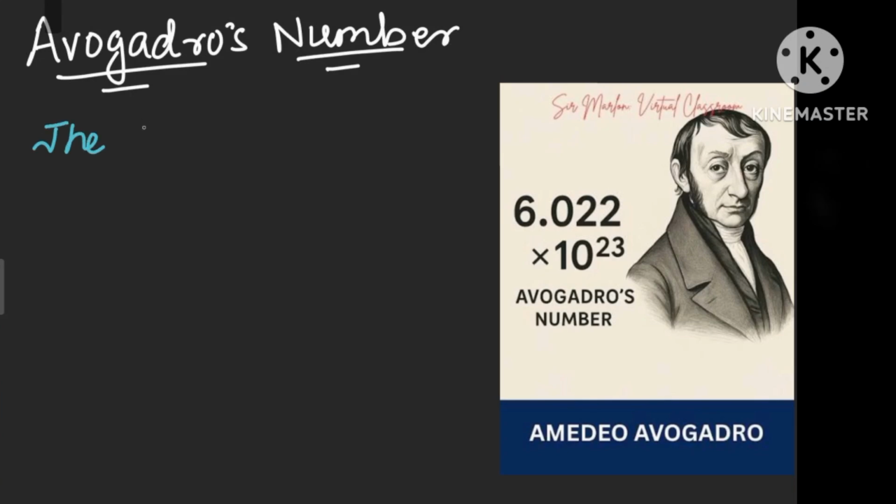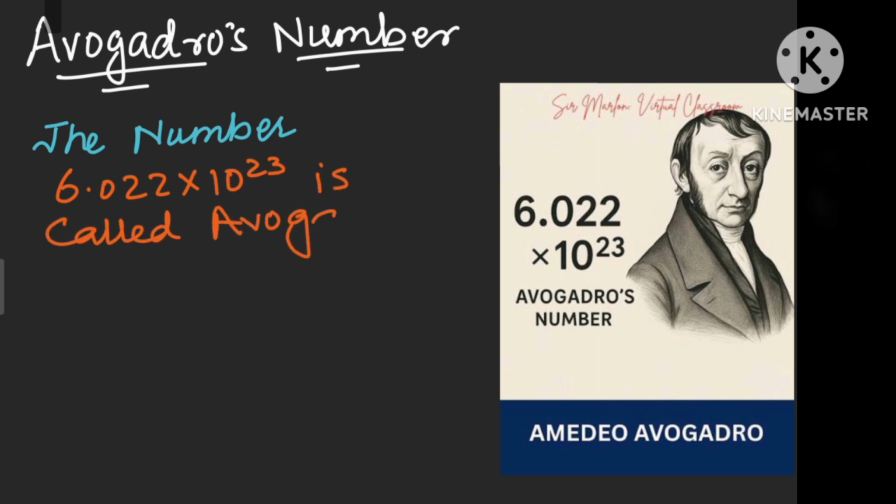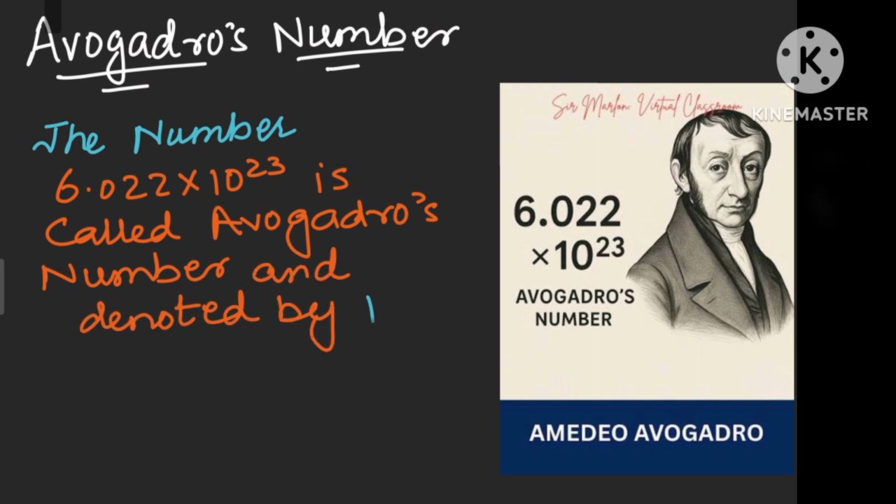Today we are going to reveal the secret of Avogadro's number. The number 6.022 × 10^23 is called Avogadro's number and it is denoted by Nₐ. It was given by a scientist named Amedeo Avogadro.